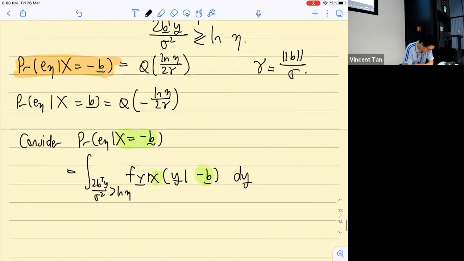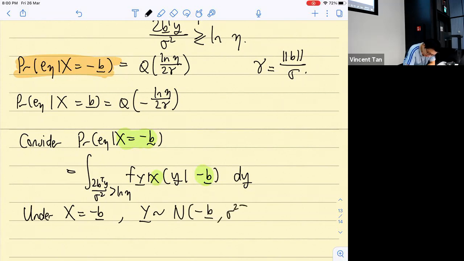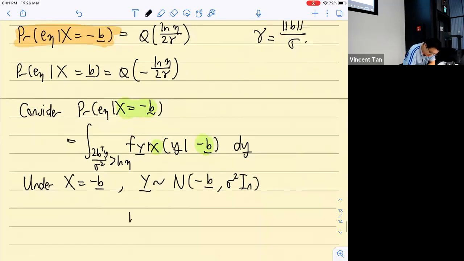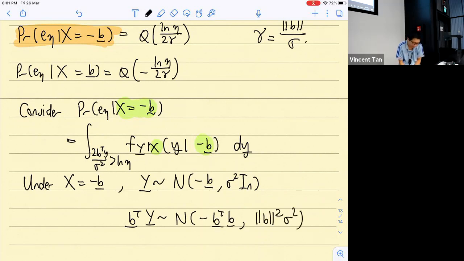So let's try to simplify this a little bit. Under X equals minus B, we have that Y is distributed as Gaussian with mean minus B and covariance sigma squared I_n. This is the mean, and this is the covariance matrix of Y. Then what is B transpose Y? It is distributed as Gaussian with mean minus B transpose B, and variance norm B squared sigma squared. This is a method of transformation of Gaussian random variables, so you have to be quite familiar with this.